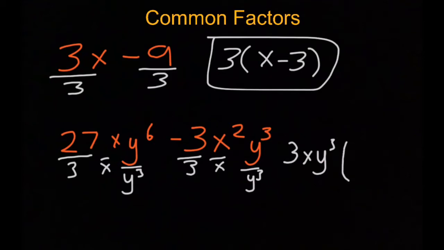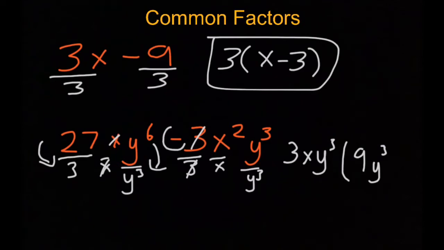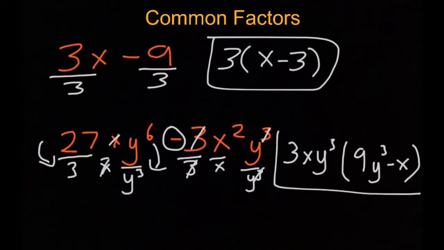So inside the bracket, we would have 27 divided by 3, which is 9. The x's cancel out, and y to the power of 6 divided by y to the power of 3 is y to the power of 3. And for the second term, the 3's would cancel out, and we have x squared divided by x. But notice the negative sign here, so it would be negative x. And the y cubed and y cubed here would cancel out. So this is our final answer for the second question.